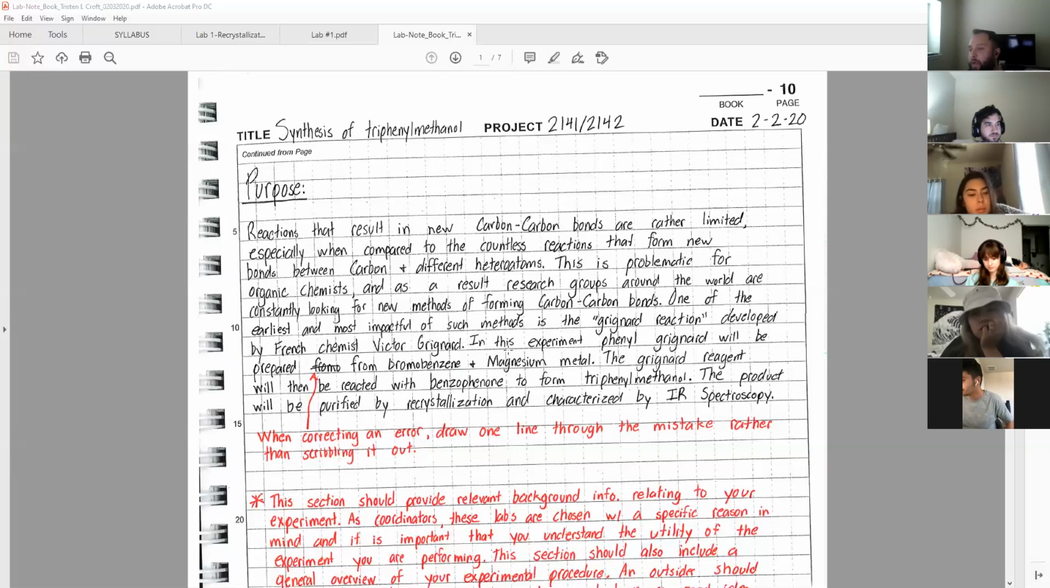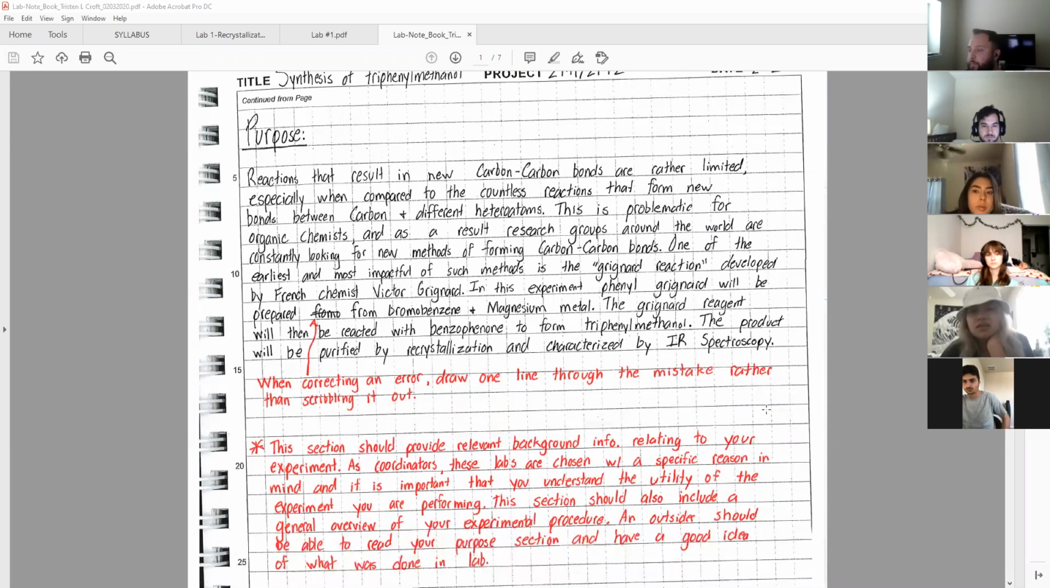So for example, in this experiment, the phenyl Grignard will be prepared from bromobenzene and magnesium. For your experiment, it'll be like, in this experiment, we'll be recrystallizing benzoic acid from whatever solvent, like from water. You don't have to restate the entire procedure, just one sentence should be good enough.